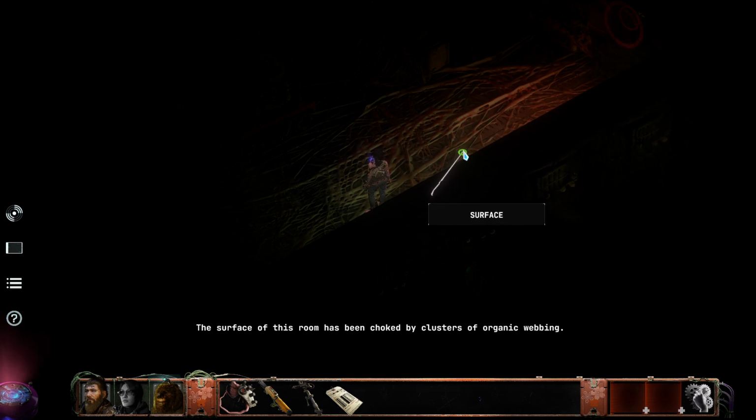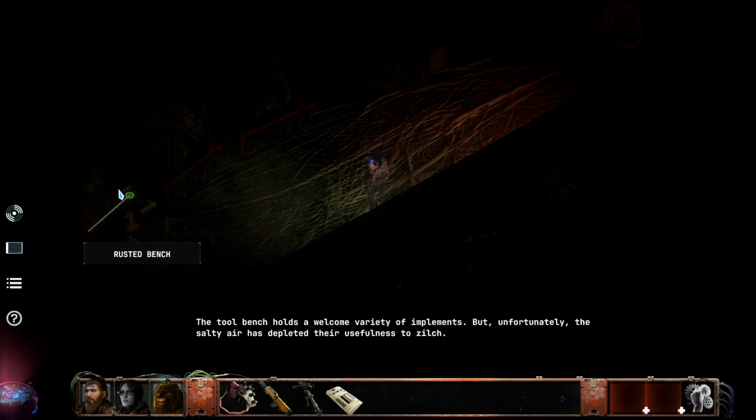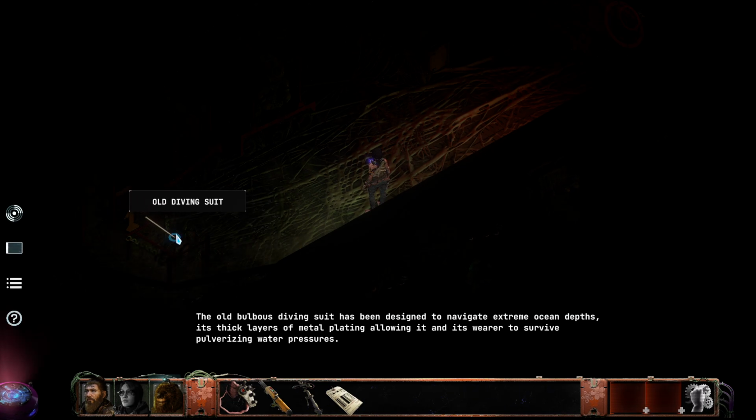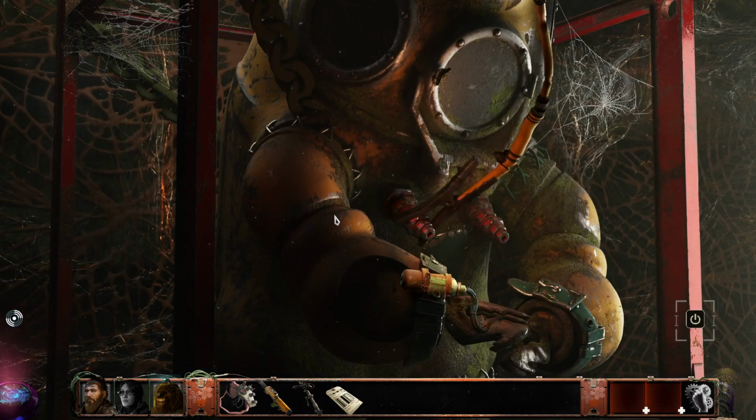The surface of this room has been choked by clusters of organic webbing. Oh, good. The sturdier yet retro design of this diving suit shows evidence that the expedition to this point was done at an earlier technological time, which we kind of knew already. The tool bench holds a welcome variety of implements, but unfortunately, the salty air has depleted their usefulness to zilch. Here we have an old bulbous diving suit that has been designed to navigate extreme ocean depths, its thick layers of metal plating allowing it and its wearer to survive pulverizing water pressures. And it's interactable, so I guess let's have a look.